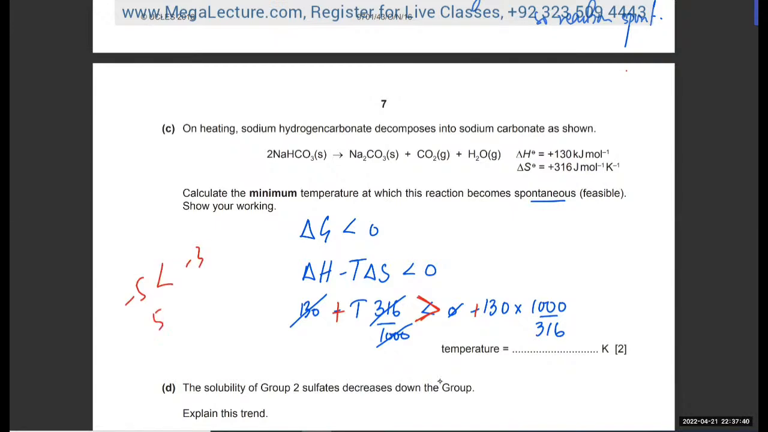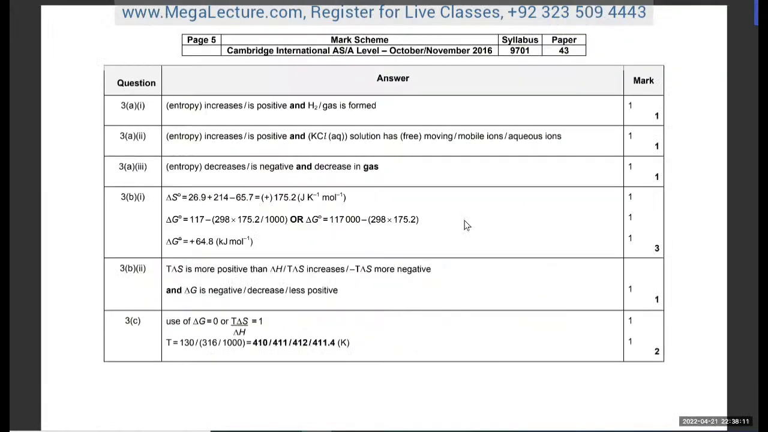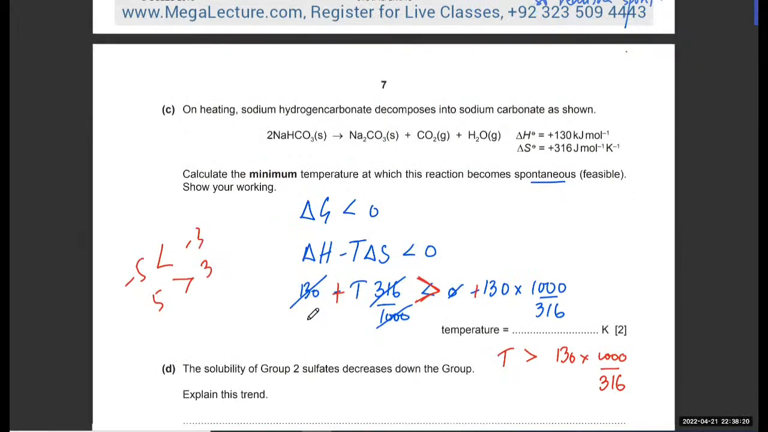But if you change the signs, the direction of the inequality changes. 5 is bigger than 3. So just make sure you don't make that mistake. You have to switch the sign as well. So basically at the end of the day, T is greater than 130 times 1000 divided by 316. So what do you get? 411. So 411 kelvins, right? So that is your answer for this one.